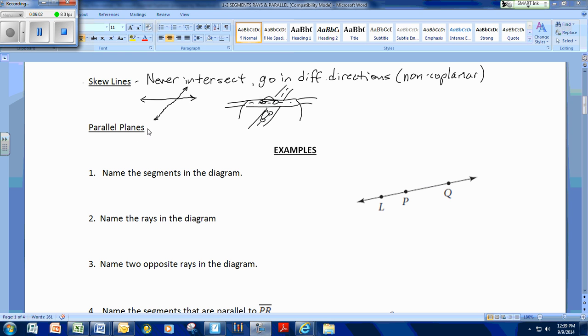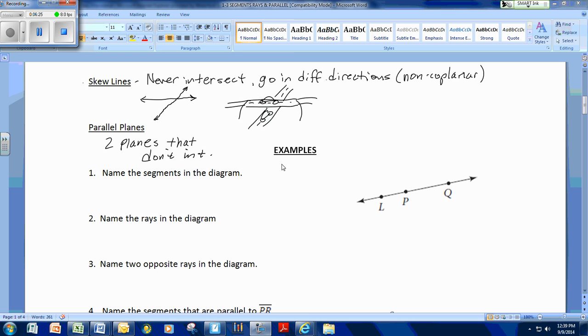Next, we have parallel planes. Parallel planes are two planes or more that do not intersect. That would be like the floor and the ceiling of a room. Those two planes do not intersect.